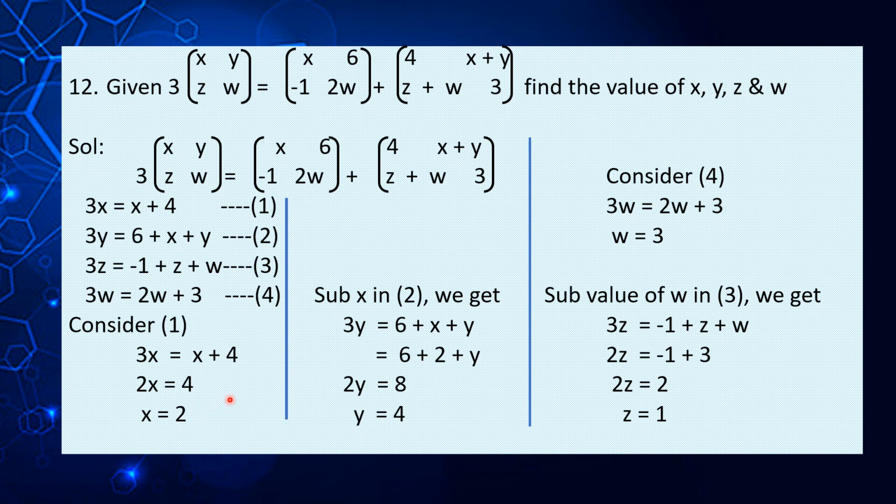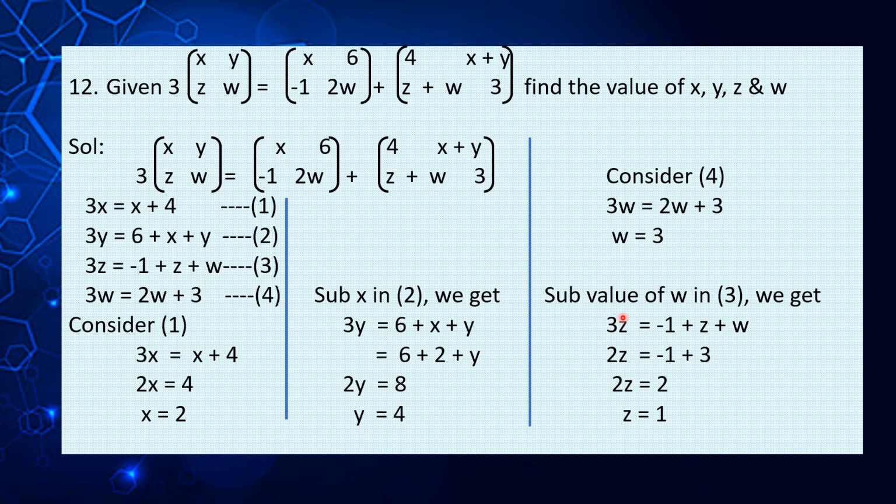Substitute the value of 2 for x in equation number 2. So in order to find the value of y, that is 3y is equal to 6 plus x plus y is equal to 6 plus 2 plus y, which would give us 2y is equal to 8, y would be 4. Now consider equation number 4 to find the value of w, that is 3w is equal to 2w plus 3. That would give us 3w minus 2w, w equal to 3.